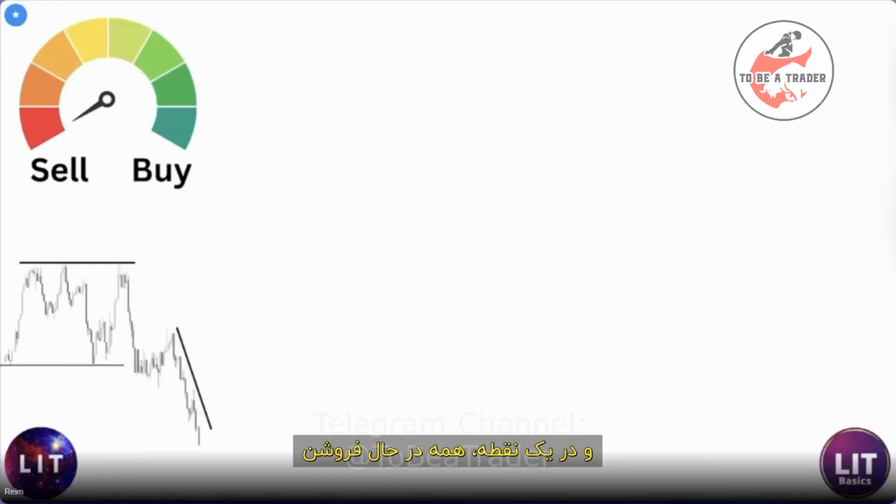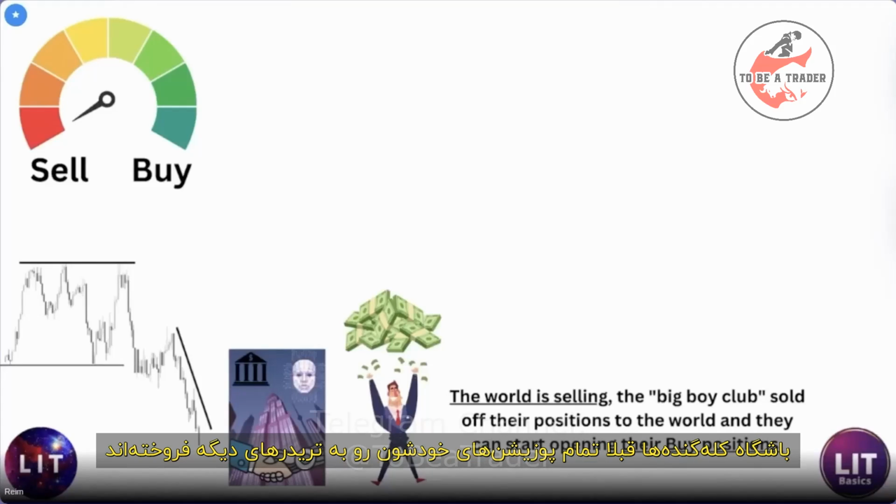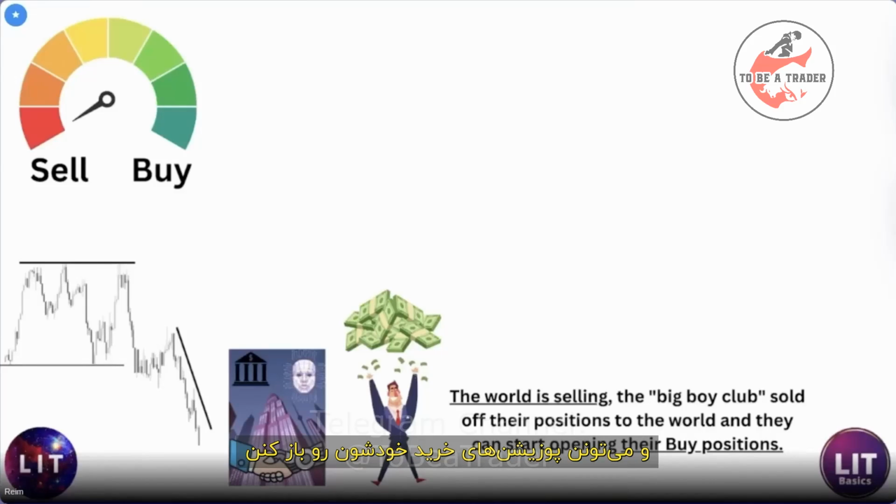And at some point, the world is selling. The big boys, they closed off their sells. Maybe they opened it up in here, right? Again, they closed off. The world is selling enough. Again, they can't close off any more sells because they closed everything. So what's about to happen? Obviously, when the world is selling, the big boy club sold already off their positions to the world, and they can start opening their buy positions. So they say, thank you, Enigma, for delivering price action to let us close out all our positions. And now everyone is selling and giving us the liquidity so we can open our big buy positions.